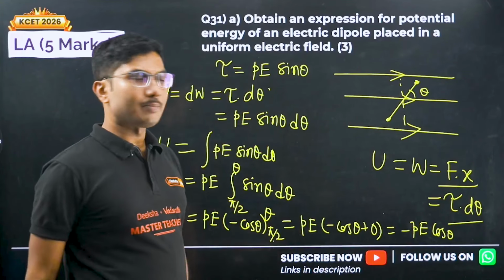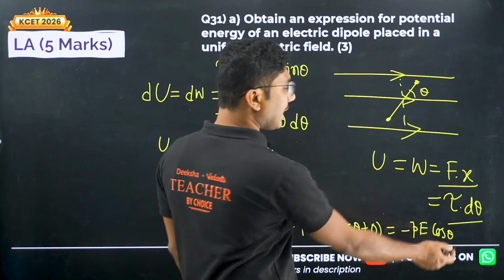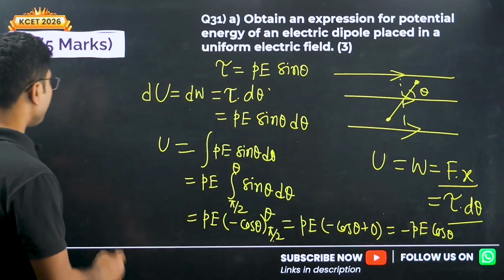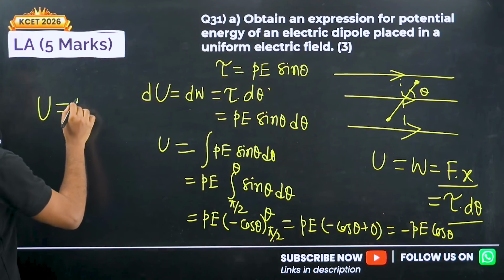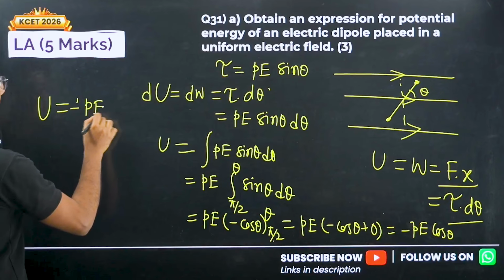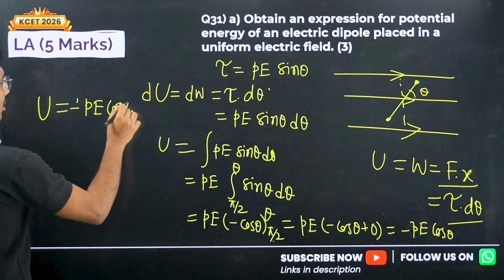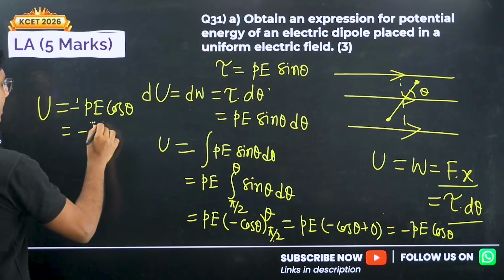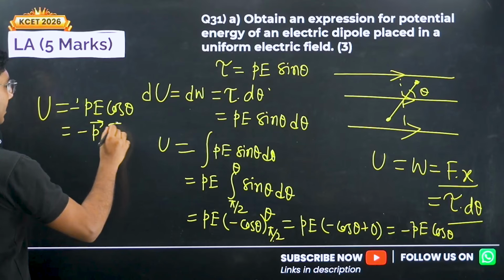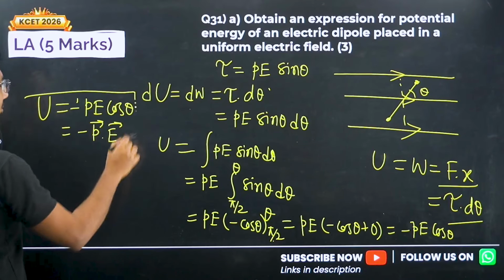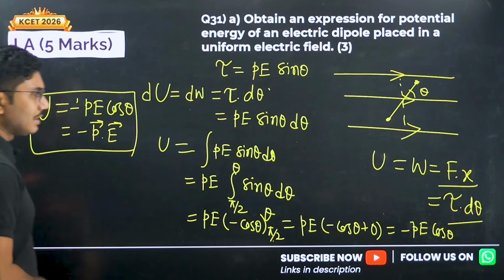Because we know that potential energy when theta is 90 degrees is 0. So the expression for potential energy is minus PE cos theta, or minus P dot E. Both are vectors, so finally you have to add the vector form as well. So this is the final result.